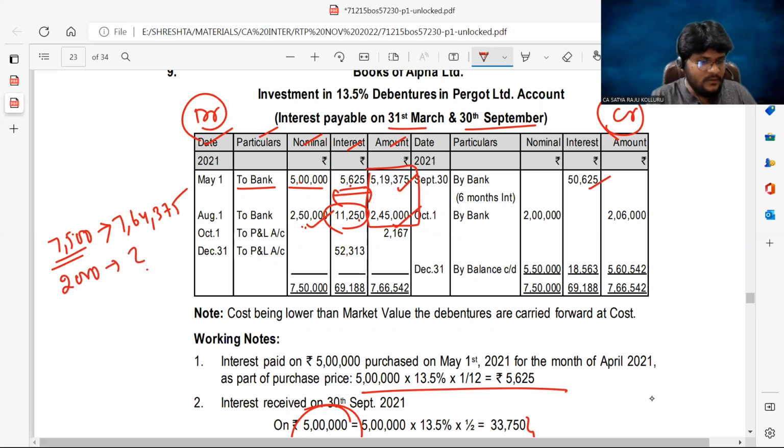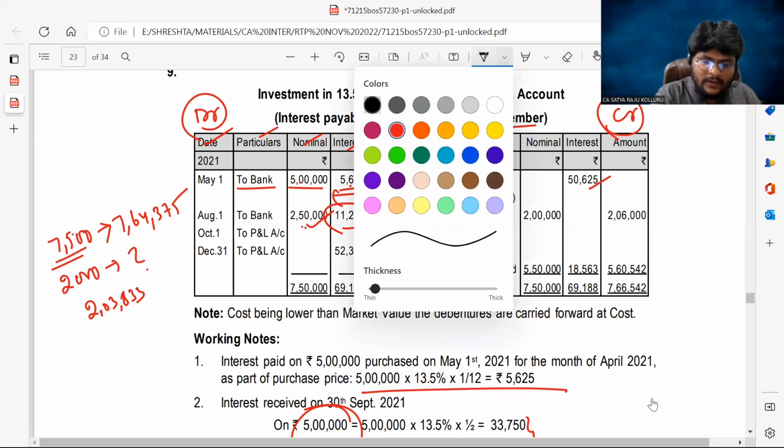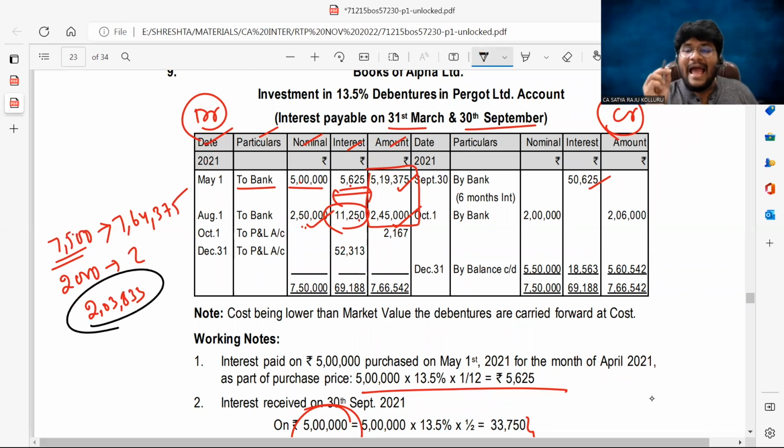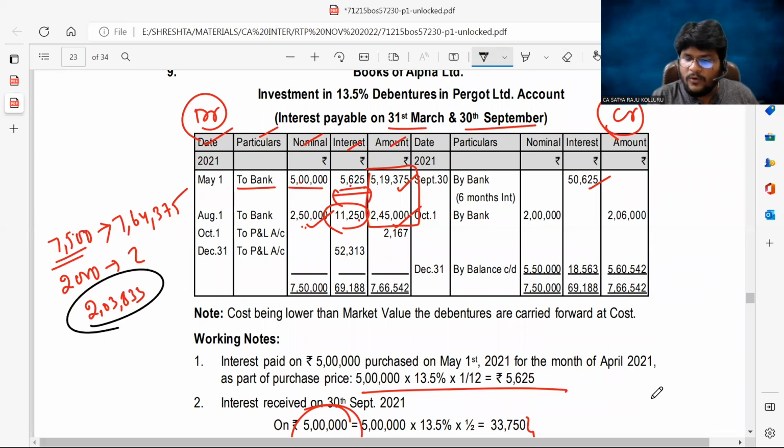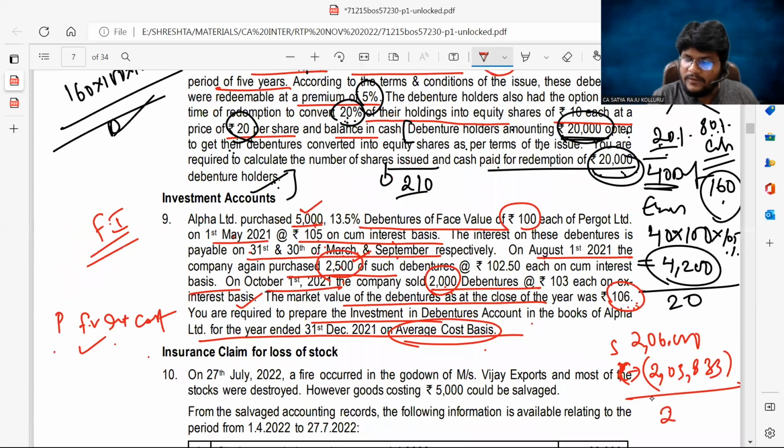Then for 2,000 debentures cost was how much? Work out this. I got 2,03,833. This 2,03,833 is the average cost of the investment sold. So 2,03,833 is the cost price. Now the difference is profit, which is 2,167. That is the profit.